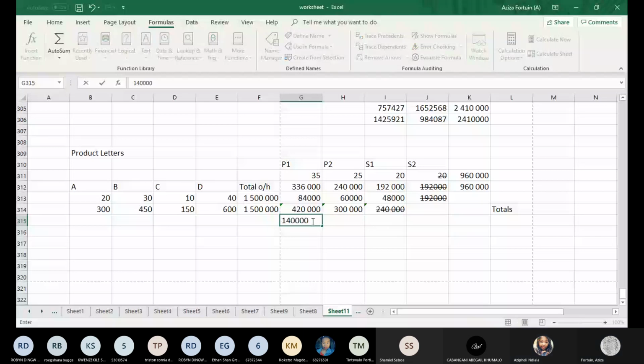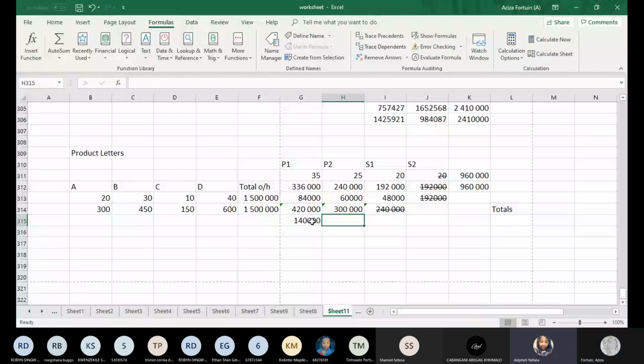Yes. Can you hear me? Yes. Sorry to take you back, but on the product letters, I'm not sure how we got the 300,000 rand. Can you explain that for me? There's 300, 450, all those numbers. Can you please explain that to me again?